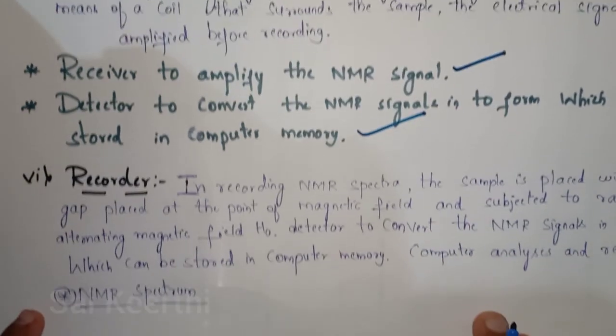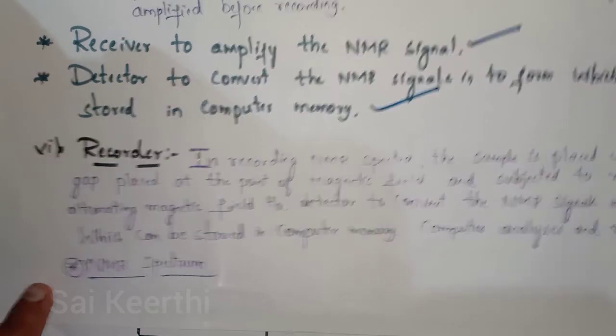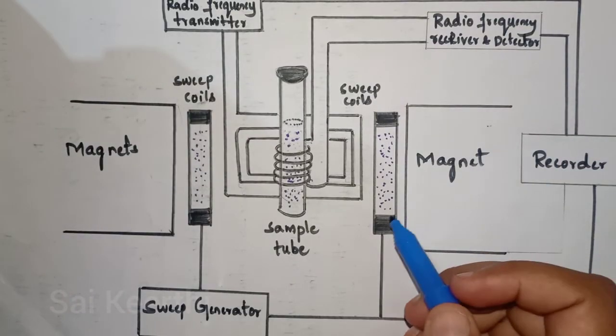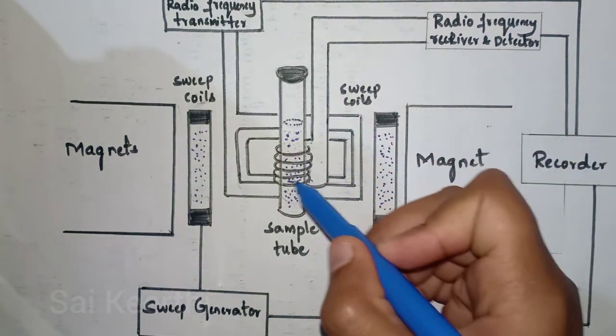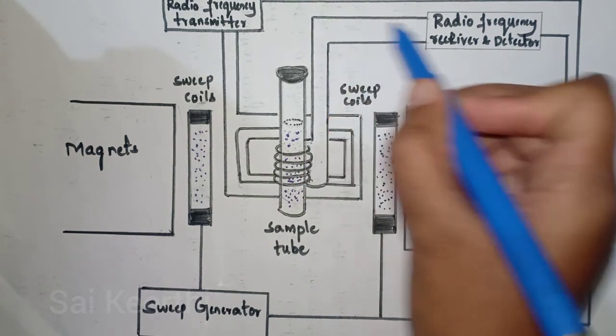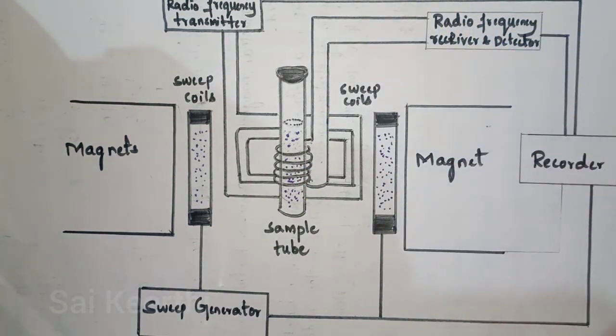Now coming to the recorder. While returning from the beta spin state to the alpha spin state, the signal is sent to the radio frequency receiver and detector. Now the job of the receiver and detector is done. Now coming to the recorder.